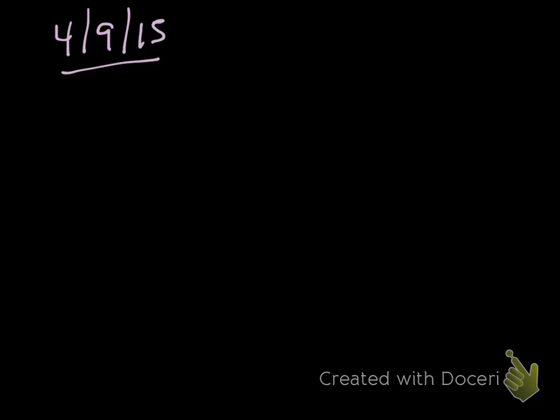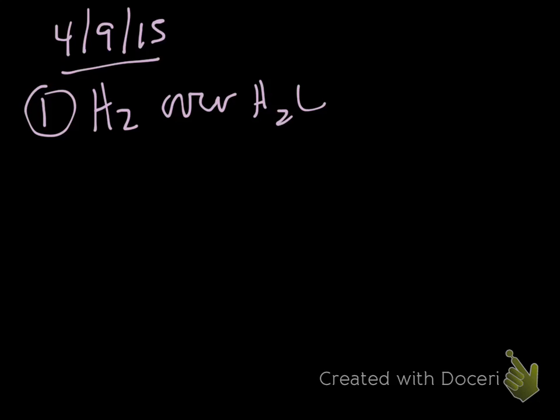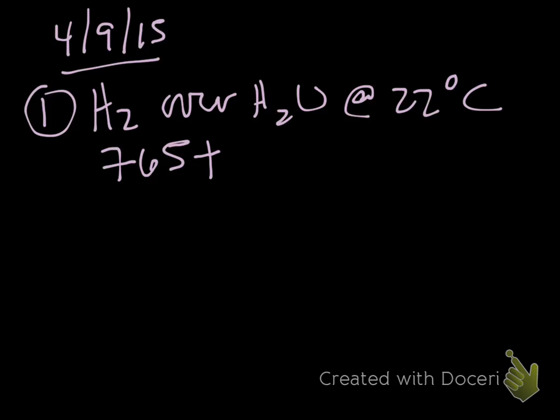This is your partial pressure and pressure conversions quiz, so we're going to go over it. The first one, you are very simply told that hydrogen gas is collected over water, H2 over H2O at 22 Celsius. And we want to know what the pressure of the dry hydrogen is. I told you that the barometer reading in the lab that day was 765 torr.